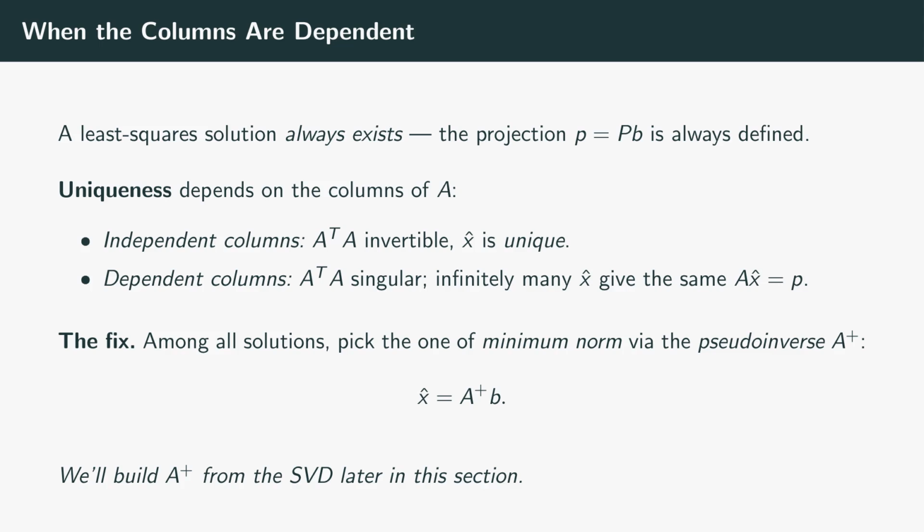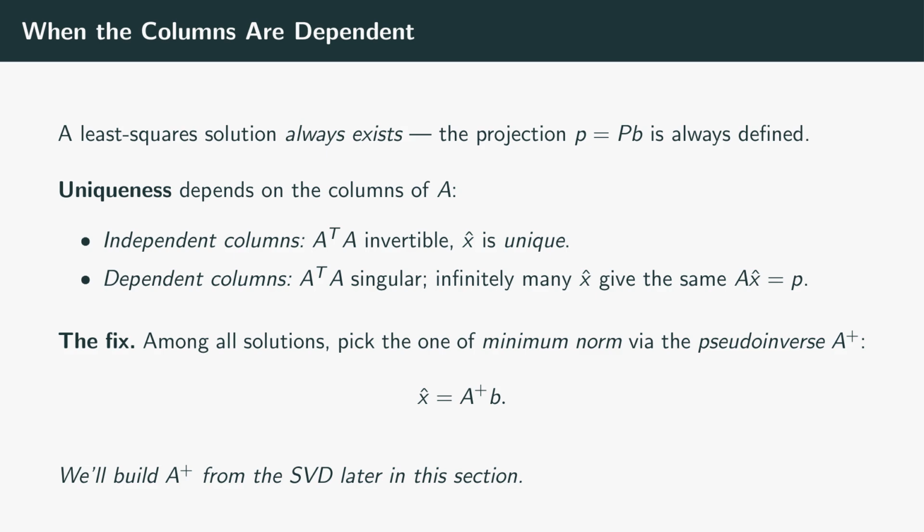Let's be precise about when this works. A least squares solution always exists no matter what, because the projection of b onto the column space is always defined. There's always a closest point. What can fail is uniqueness, and that depends on the columns of A. If the columns are independent, A transpose A is invertible and x hat is unique. One best answer. But if the columns are dependent, A transpose A is singular, and there are infinitely many x hat that all produce the same best fit, the same projection. The outputs agree, the coefficients don't.